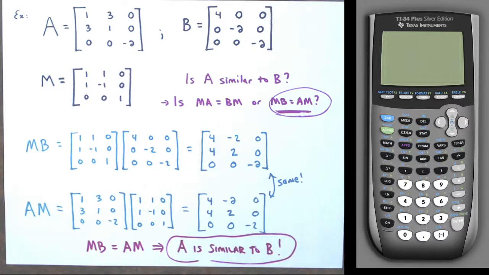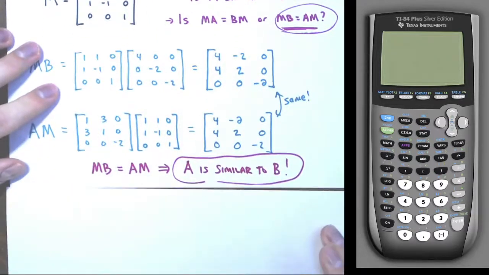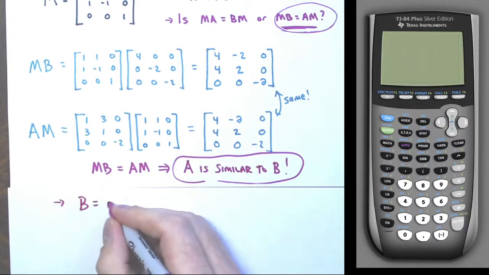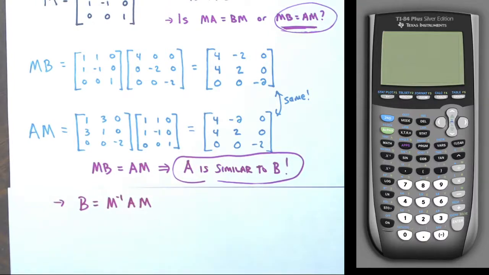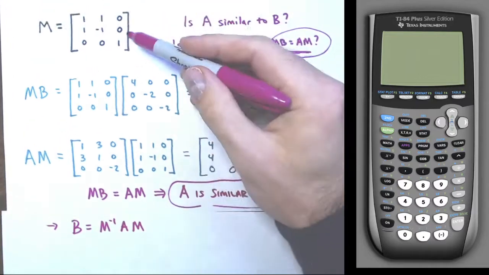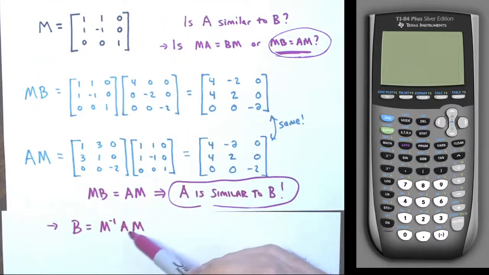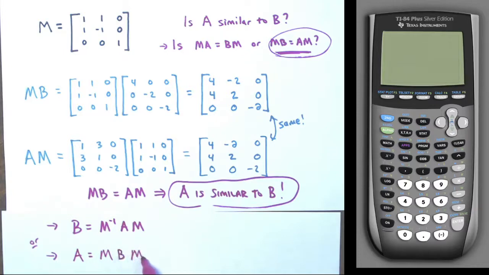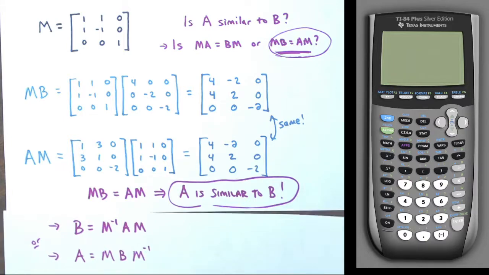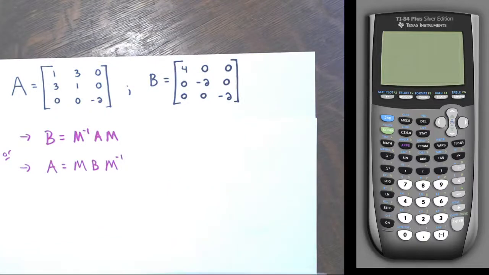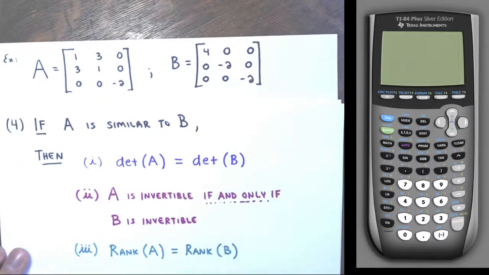And don't forget, there were other things. Now that I see this, there are other things we can show. This would mean that B would be equal to M inverse times A times M, and I leave that to you to check right now. You would just find the inverse of this 3 by 3 matrix, put it here, times A times M, and you'd get B back. Or again, manipulating the same equation, we'd see that A would have to be equal to M times B times M inverse. Both of these should be true since we've shown that these are similar, that MB equals AM. And since A and B are similar, the following statements should hold. Their determinants should be the same.